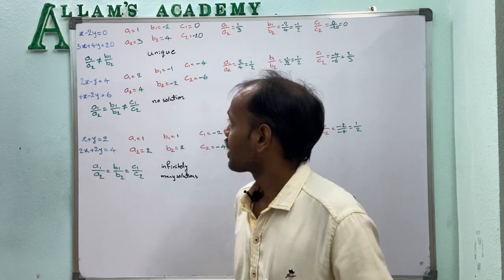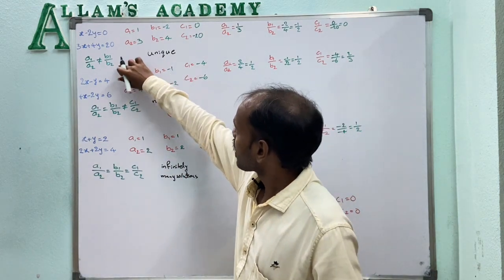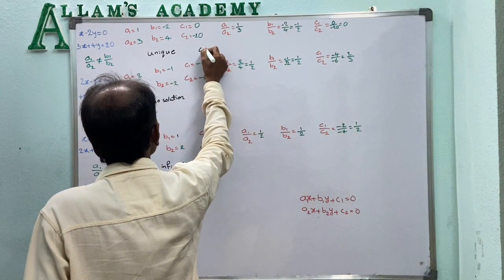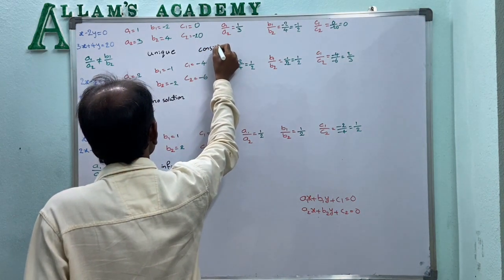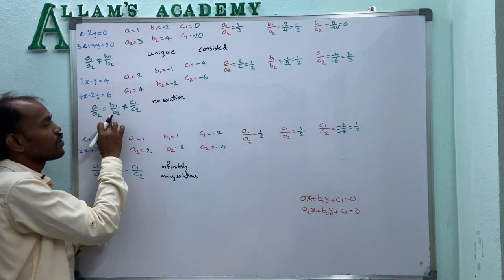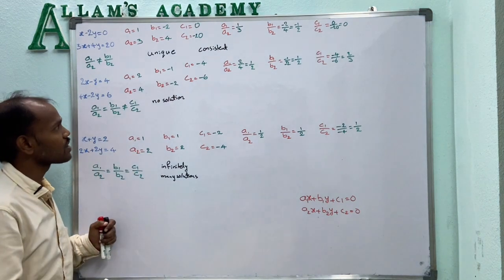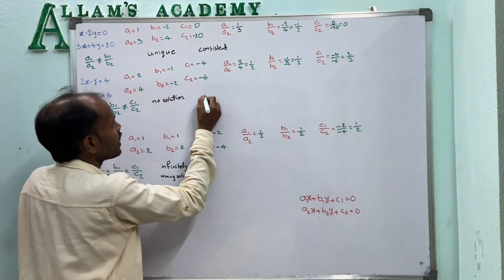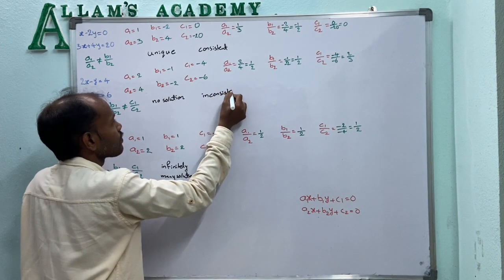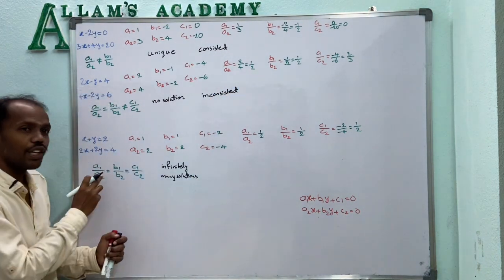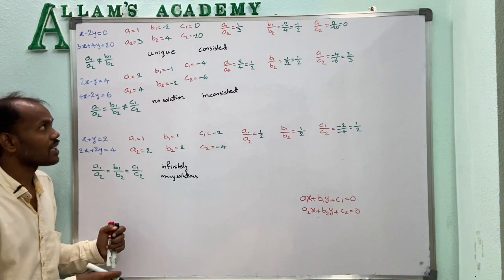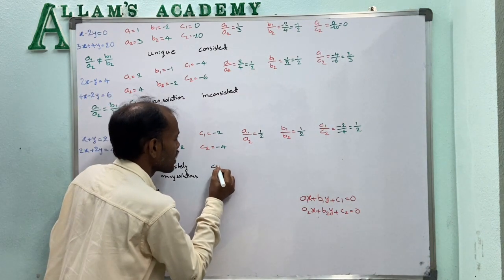Here, if a1/a2 is not equal to b1/b2, then they are called consistent. If a1/a2 equal to b1/b2 not equal to c1/c2, then they are called inconsistent. Next, if a1/a2 equal to b1/b2 equal to c1/c2, then they are also called consistent.